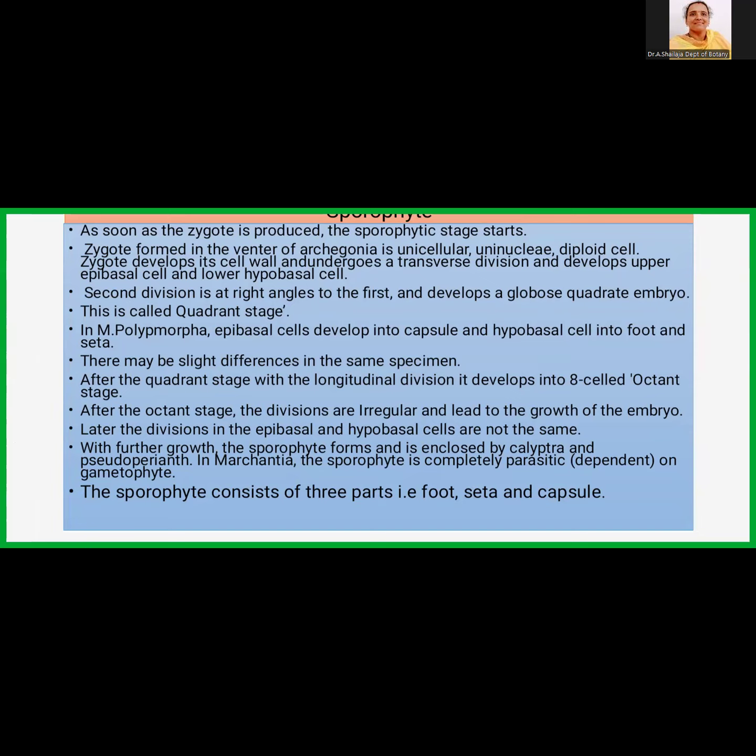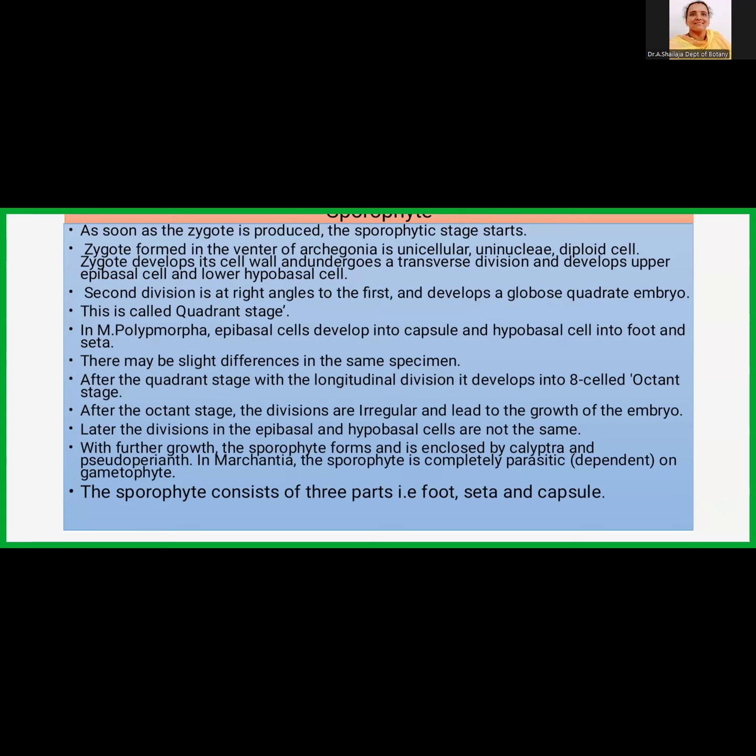So how that sporophyte is developed, I will explain from these points. This is called the quadrant stage. After the quadrant stage, with the longitudinal divisions, it develops into the 8-celled octant stage. The zygote undergoes a transverse division and develops two cells first. The zygote divides into two cells, the epibasal cell and the hypobasal cell. Then the two cells divide and form the quadrant stage.